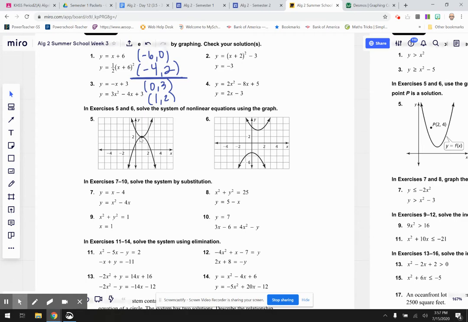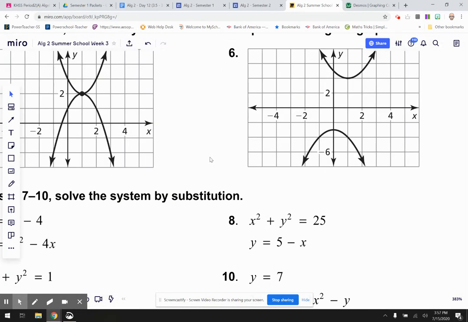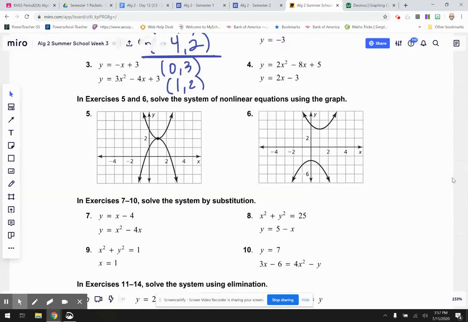So this one you have 1 solution. So these only touch one place. You can see number 5 and 6. So number 5, we could put 1 solution, and it's the point 1, 2. 1 solution. It only crosses once. Those 2 graphs only touch once. These 2 graphs don't touch, so we're going to have to put no solution. They don't ever touch. So when they don't touch, there's no solutions. You don't have anything in common.